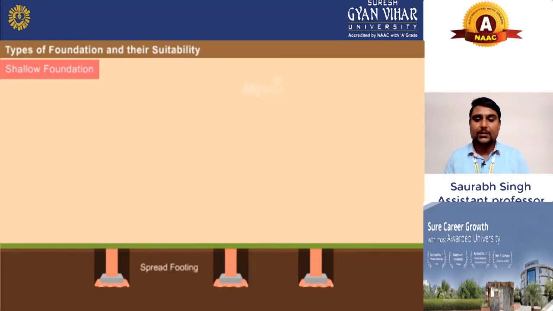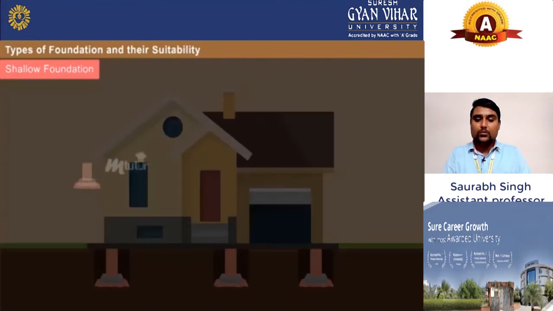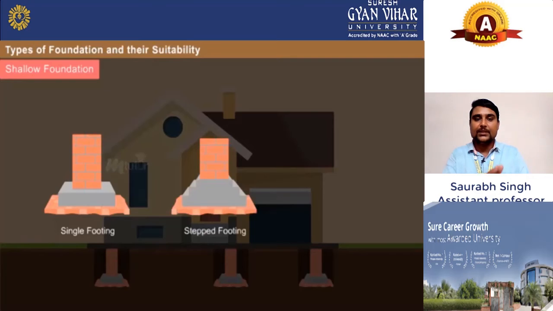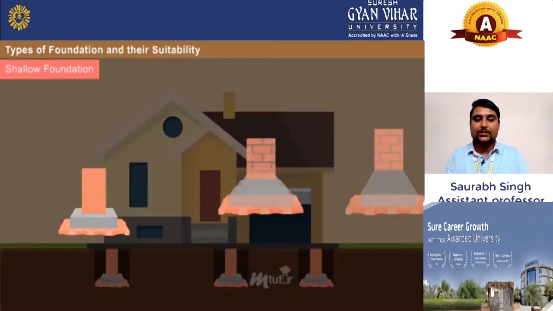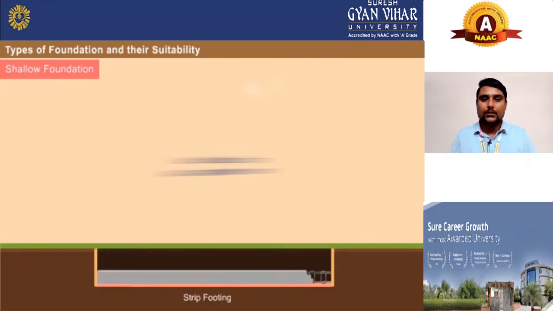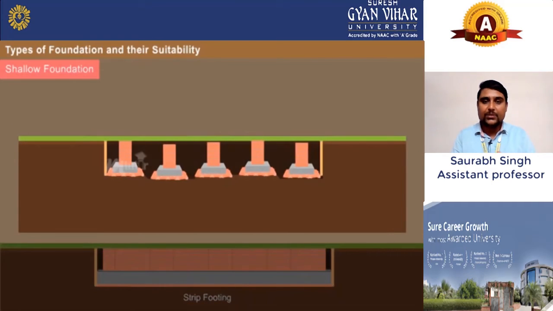As you can see here, a spread footing. First is a spread footing. The load is transferring from upward to downward direction. This is its function, and this is the suitability of spread footing. Now single footing, step footing, and sloping footing. How does shallow foundation strip footing work? As you can see here, there is one strip, and on this there will be one beam. It will work like a strip, as you can see in this animated video.